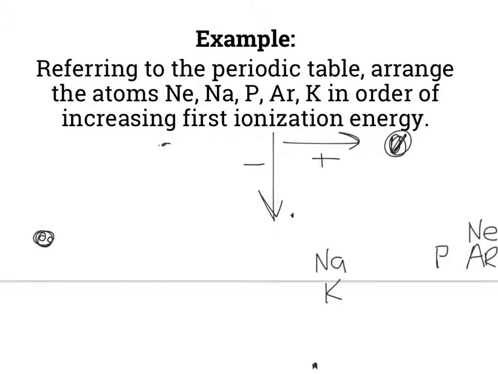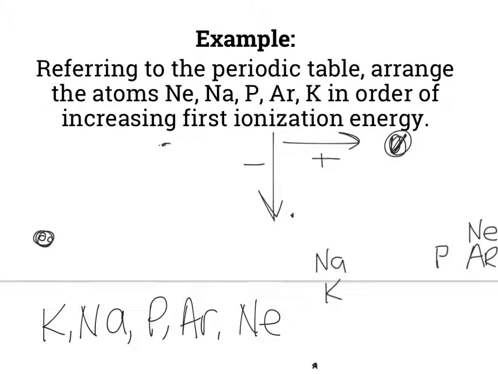All right, so welcome back. Here's basically a rough sketch of where these atoms are in the periodic table. So if we're doing increasing, our smallest is down here, and our biggest is up here. By the way, that means that it's very easy for these to lose electrons, very hard for these to lose electrons, meaning these are normally going to form positive charges. These normally won't. Hey, that makes sense. Metals form positives, non-metals don't. Anyways, our smallest and going up will be K, Na, P, Ar, Ne. That's our order.